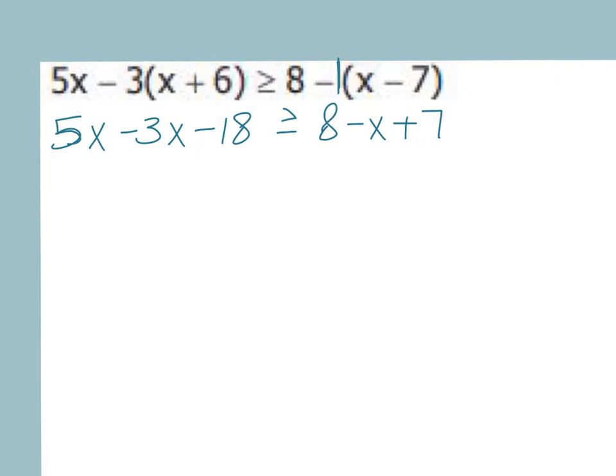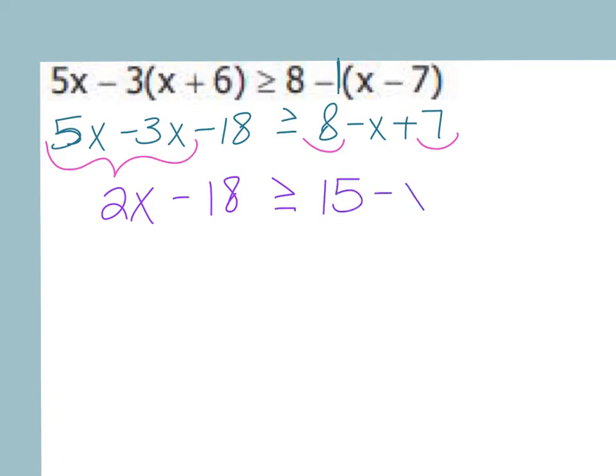All right, now if you notice here on the left-hand side, we have some like terms. And then on the right-hand side, we also have some like terms. Of course, they're not connected together, so we have to get those where they need to be. So when I start to combine my like terms, 5x minus 3x gives us that 2x, minus 18 is greater than or equal to, now 8 plus 7 is 15, so 15 minus x.